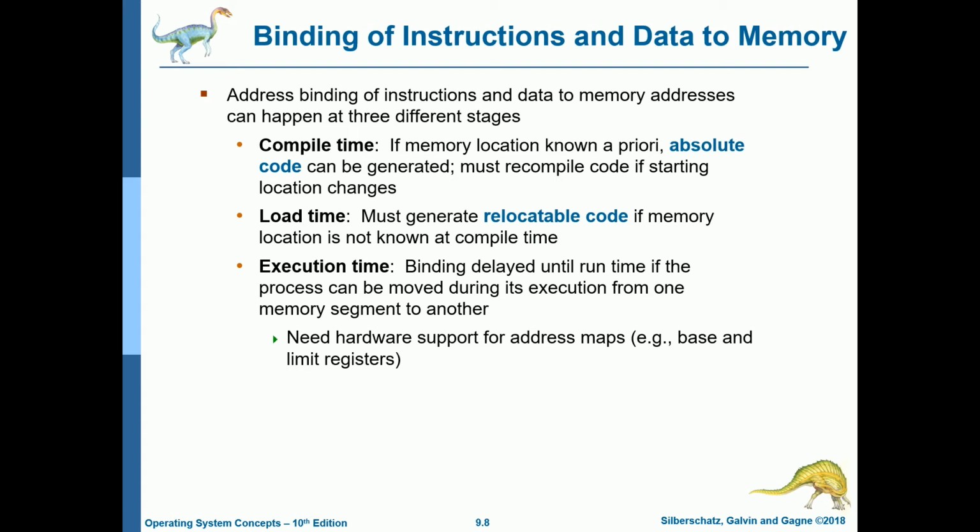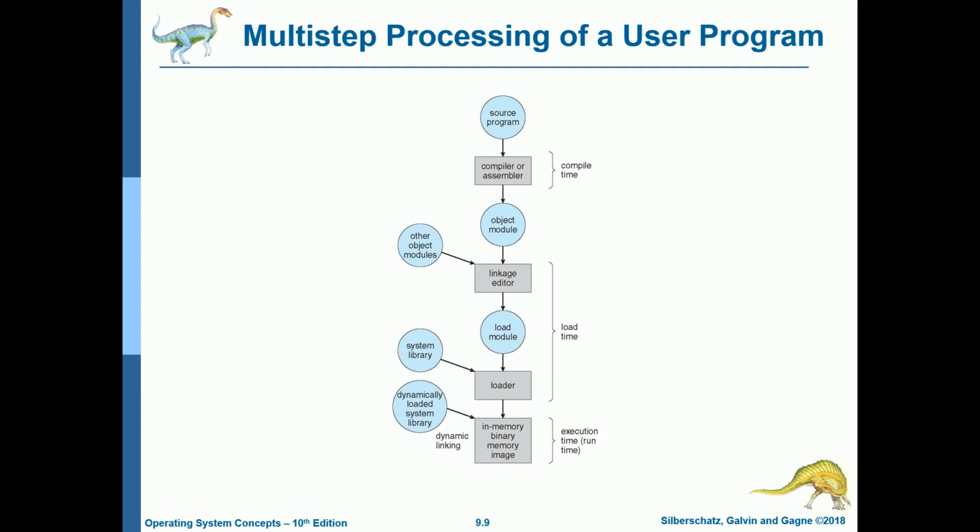And finally, execution time. If the process can be moved during its execution from one memory segment to another, then binding must be delayed until runtime. Now, special hardware must be available for this scheme to work, as will be discussed a little later. Most operating systems use the execution time method. Here's a diagram of what was just discussed. As you can see, these are the different times where these addresses can be generated: compile, load, or execution.